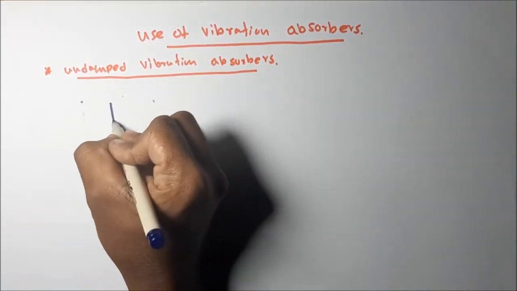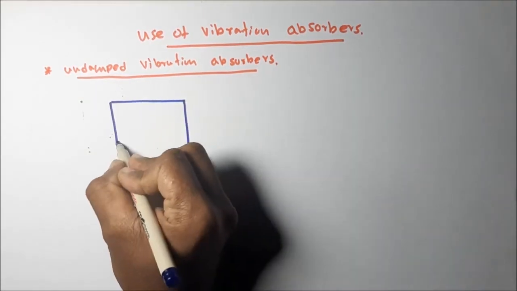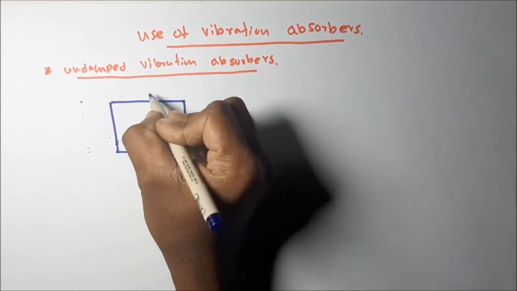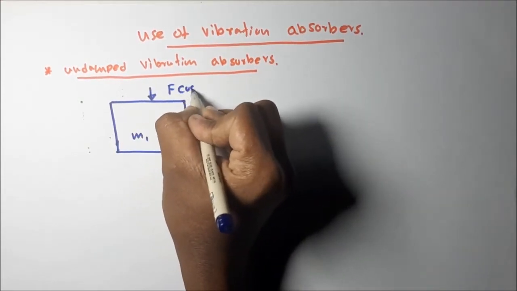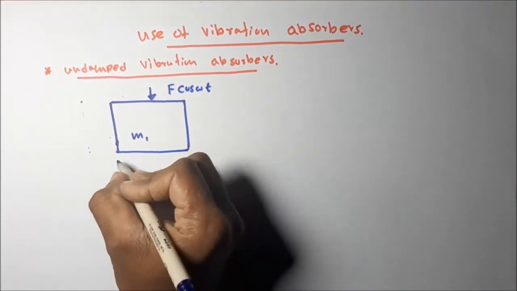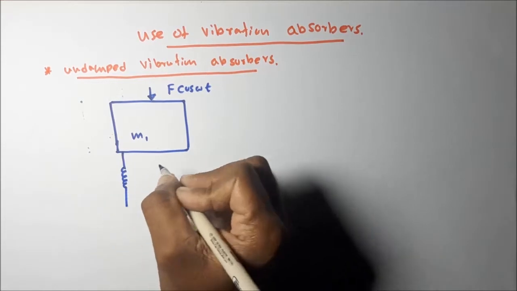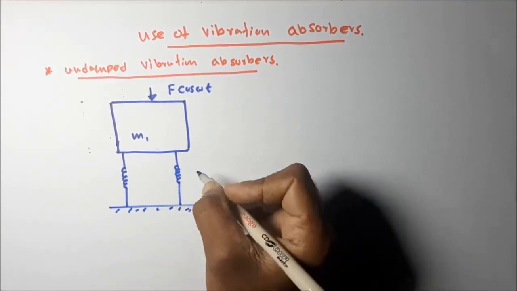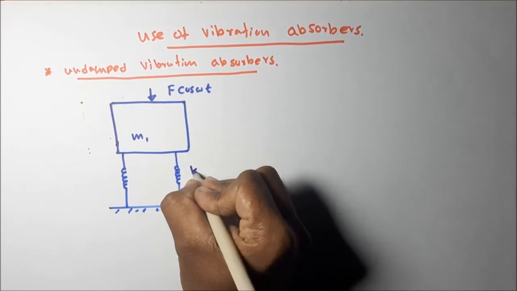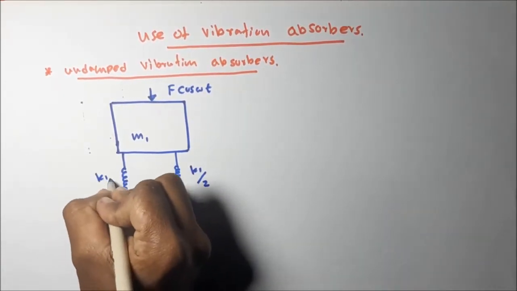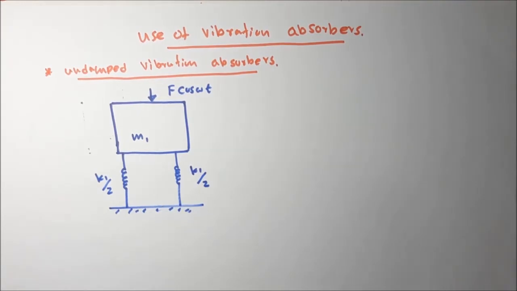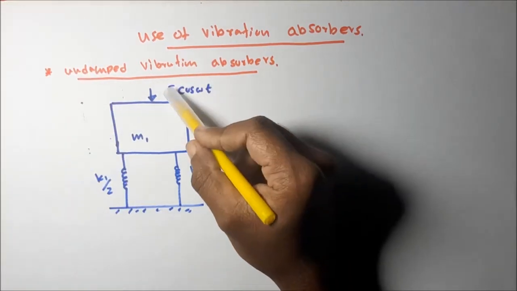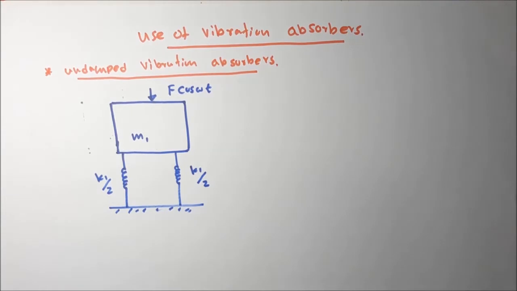Let me explain this one. Let's take this kind of system. Let's take the system mass as m1. The excitation force F cos omega t is applied on this mass. Then the system stiffness we are going to represent by two springs connected in parallel. One spring is k1 divided by 2, then the resultant stiffness of both is equal to k1. The total mass is m1, and this is the excitation force acting on the system m1.